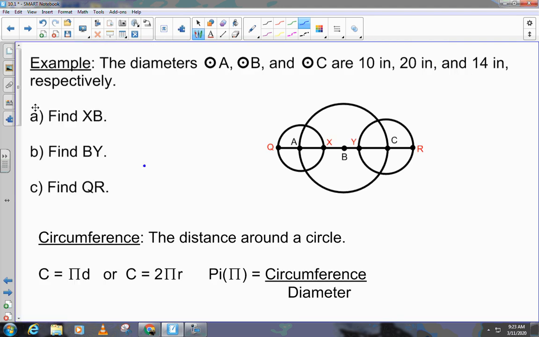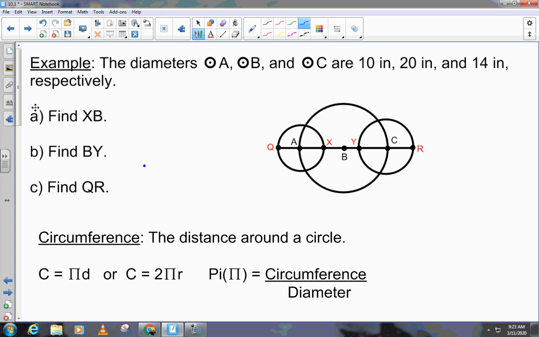All right, so a couple of examples here. It says the diameters of circle A, circle B, and circle C are 10 inches, 20 inches, and 14 inches respectively. That means that A has a diameter of 10, B has a diameter of 20, and C has a diameter of 14. All right, so we want to find XB.